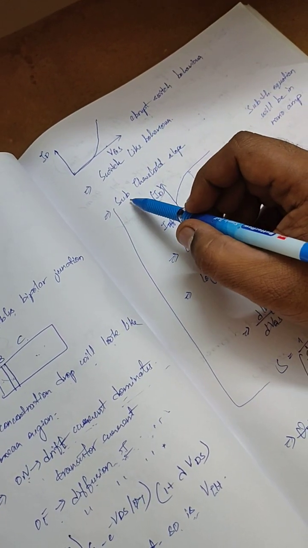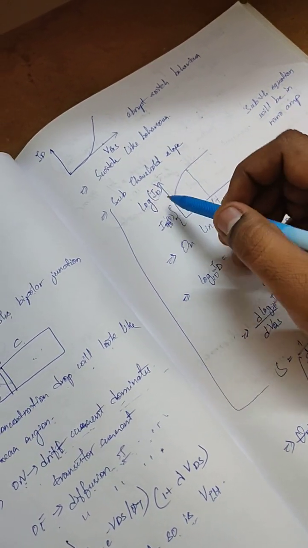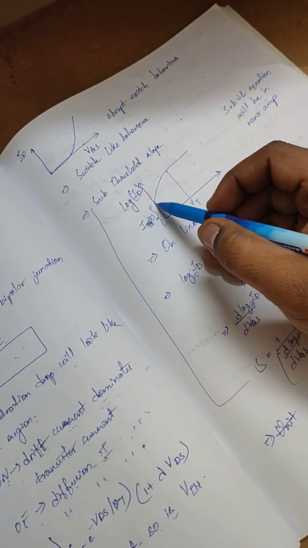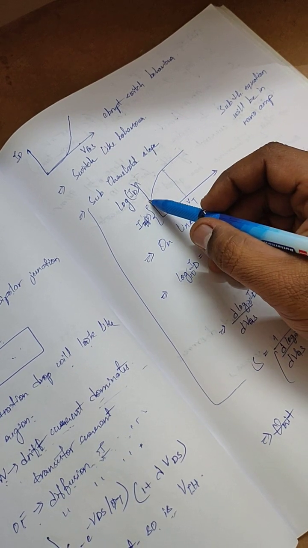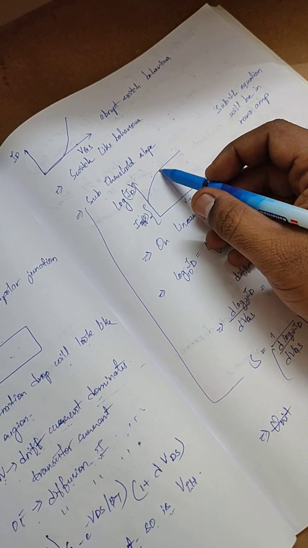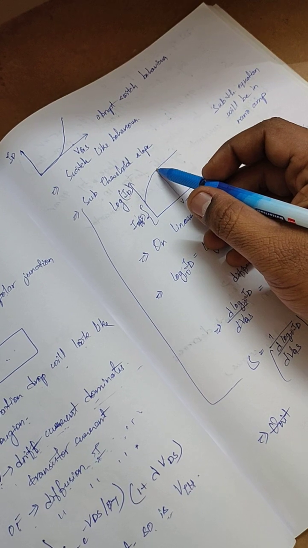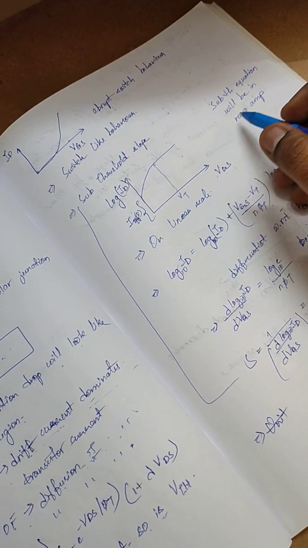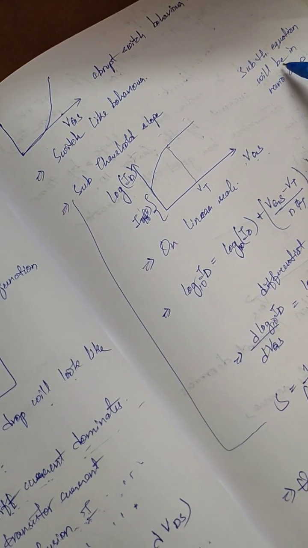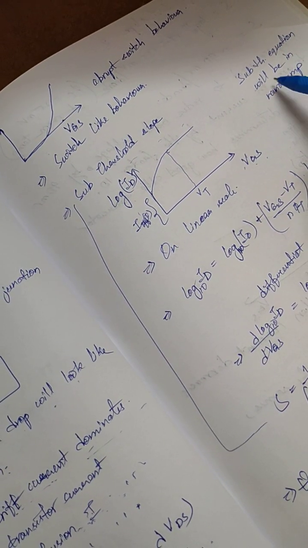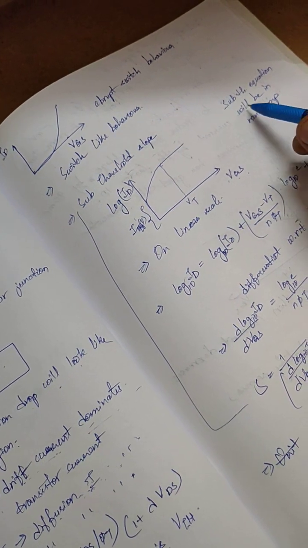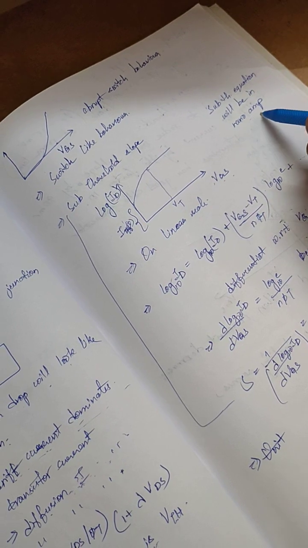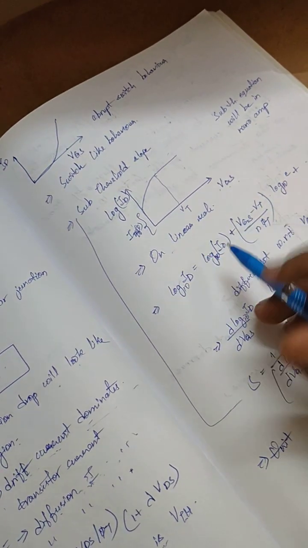For this we consider the subthreshold slope. When we consider the log of ID across VGS, initially the current itself is very high, and then it reaches the threshold. It rises till the threshold voltage, and then it is linear. Here, in the subthreshold slope equation, the current is in nanoamperes, which is a non-linear scale.